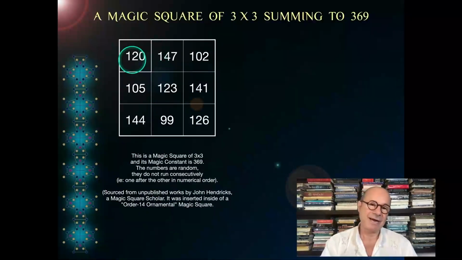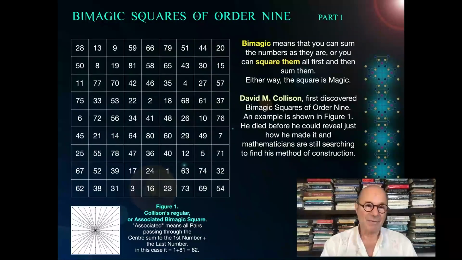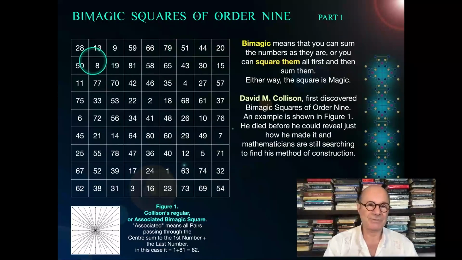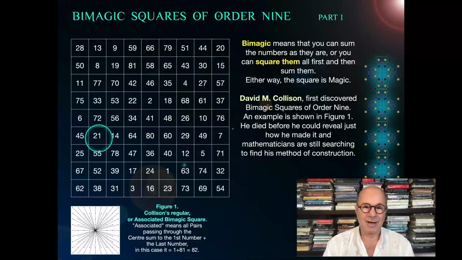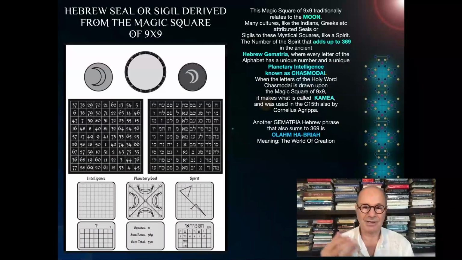So then I've created other magic squares that add up to 369. And then we can have bi-magic squares where every number here, when it's squared, also adds up to a harmonic number as well. So this is advanced mathematics of magic squares that the masters are doing to show us how 369 just keeps appearing. It's used in the ancient Hebrew to create what they call planetary seals. This relates to the magic square of the moon. A lot of literature on that.